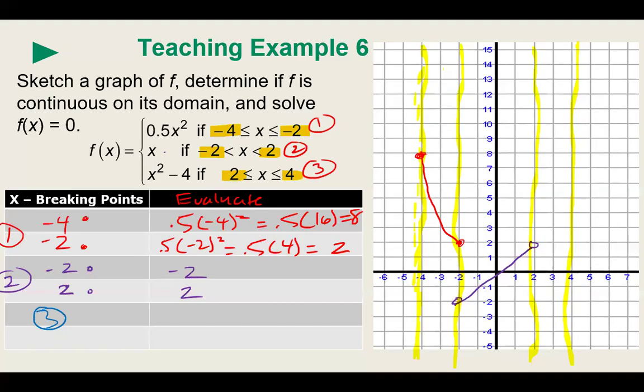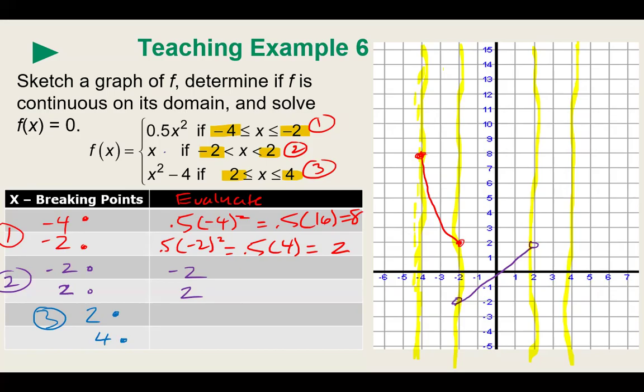Okay. And our lower bound is 2. And at 2, it's an equal to, so it's going to be a closed circle. Our upper bound is 4, and it's another equal to, so it's going to be a closed circle.